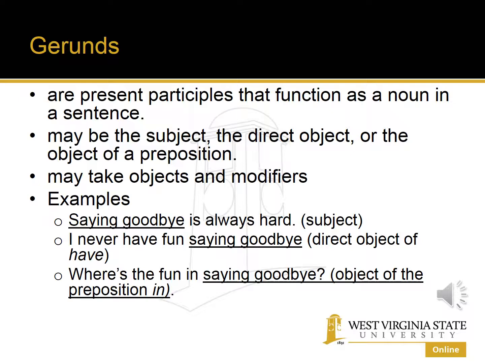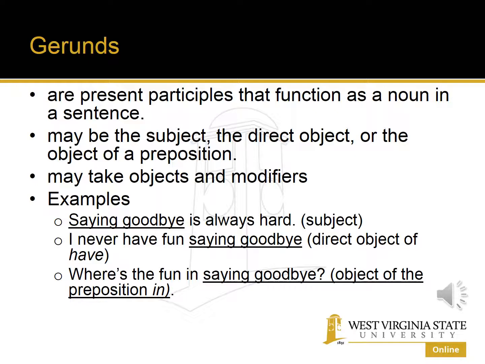So: Saying goodbye is always hard. Saying goodbye is functioning in this sentence as the subject of the sentence. It is a noun that is functioning as the subject of the sentence. The next example: I never have fun saying goodbye. Saying goodbye in this example is the direct object of the sentence. It is the direct object of the verb have. What do I have? Fun saying goodbye.